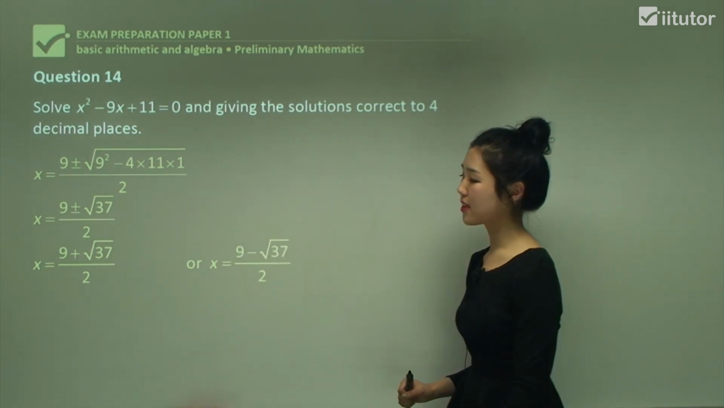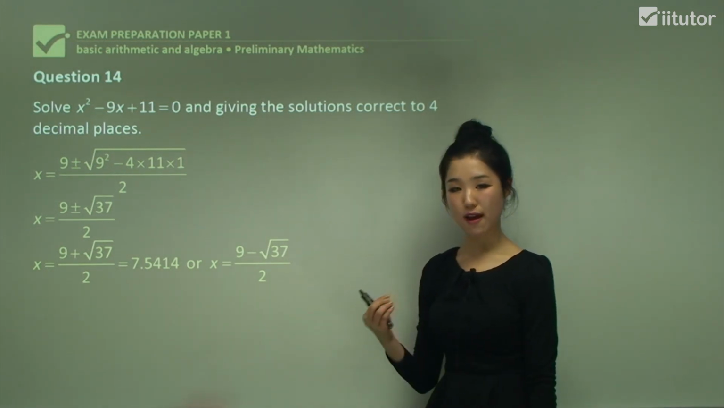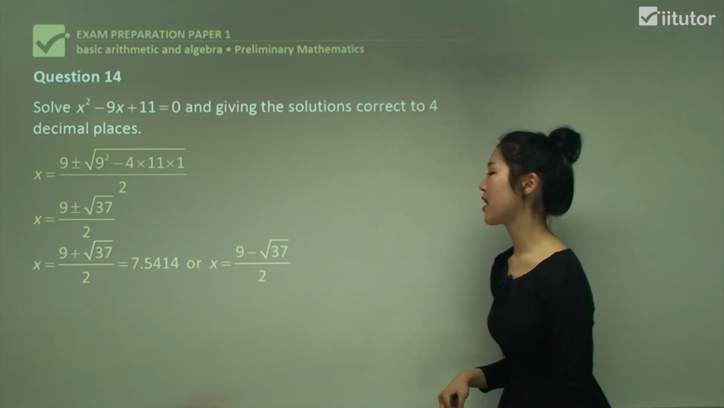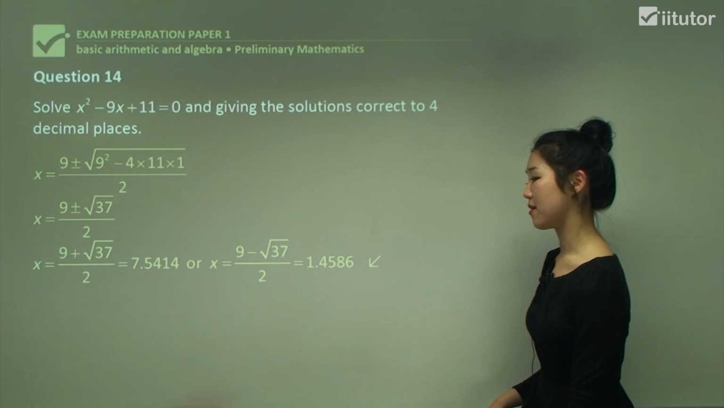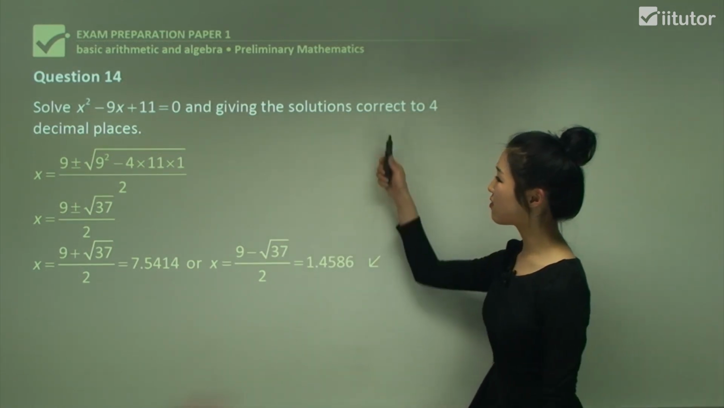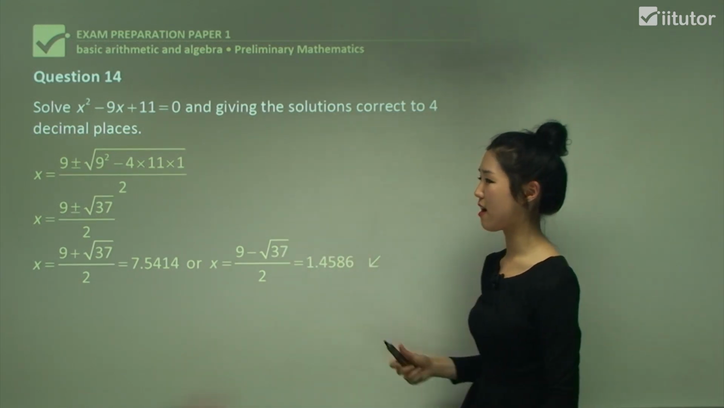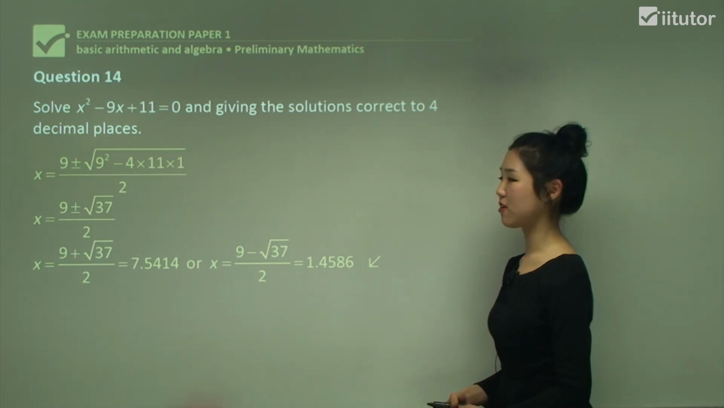If I put that one into the calculator, I would get 7.5414, round it to 4 decimal places, so that's why that's the answer. And put this in your calculator, you should get 1.4586. So that's your answer there, all down to 4 decimal places. Okay, so remember guys, if you don't answer this part of the question, you do get marked down, so make sure you keep an eye on that one as well. Okay, that's the answer guys, just simply using the quadratic formula.